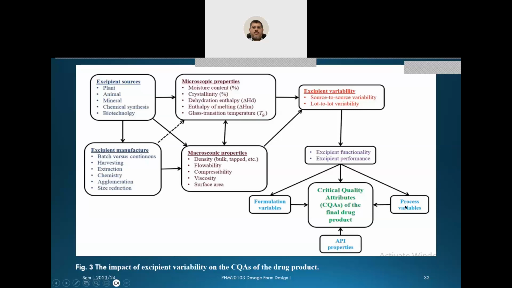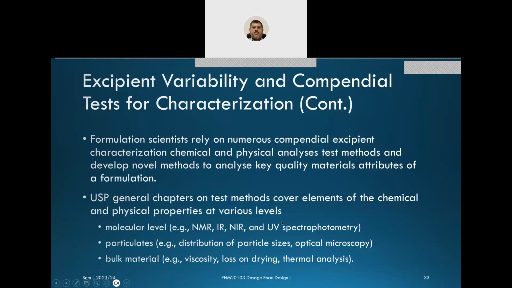And process variables. Process variables, we are talking about the steps of processing. How long you are going to mix the powder together, how long you are going to do the granulation, the time for granulation of tablets, for example, or emulsification, where you want to produce an emulsion, how long you are going to use the homogenizer to produce your emulsion, and so on. These are the process variables.